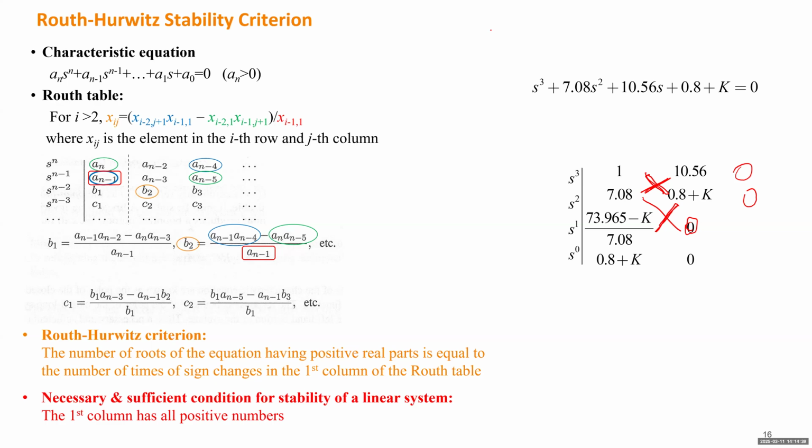We want the first column to be all positive, which means to make this fraction positive, K has to be less than this value, 73.9. To make this bottom item positive, K has to be, because K is the control gain anyway, a positive value. So that will make the last item positive anyway. So finally, K has to be smaller than 73.9, which means R has to be bigger than 0.0135.